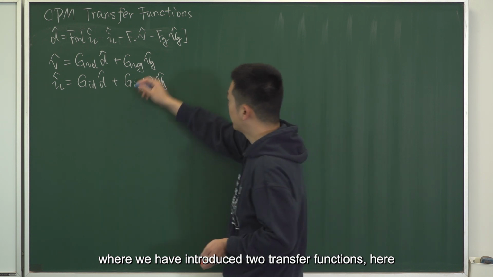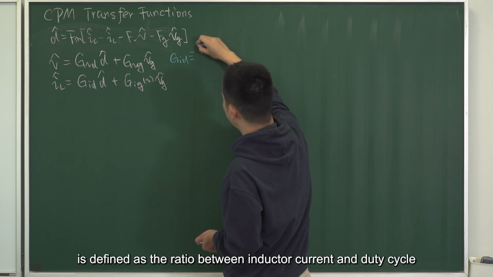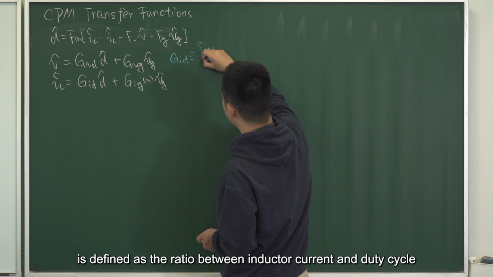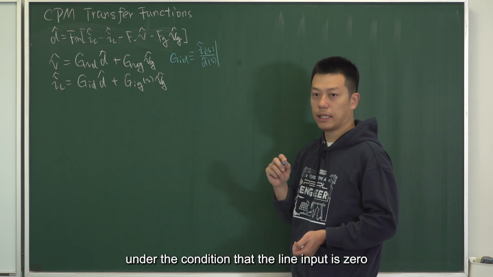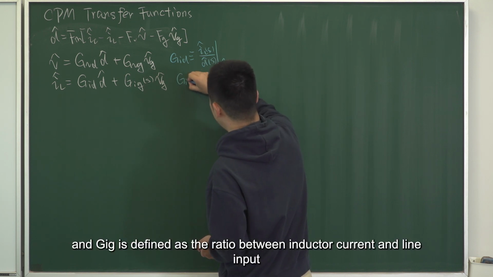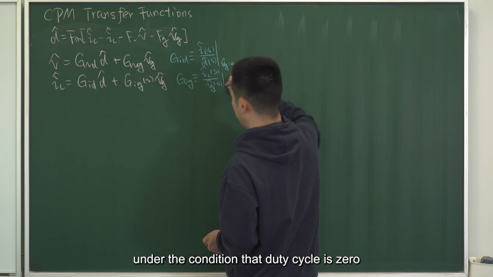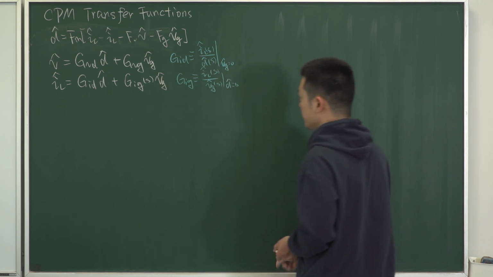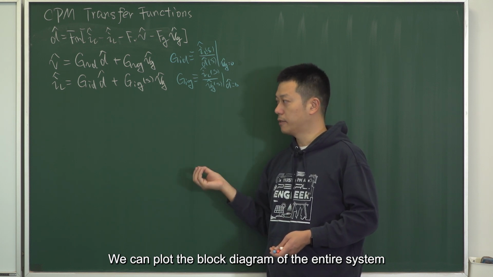We have introduced two transfer functions here. GID is defined as the ratio between inductor current and duty cycle under the condition that the line input is 0. And GIG is defined as the ratio between inductor current and line input under the condition that the duty cycle small signal is 0. Based on the three formulas, we can plot the block diagram of the entire system.